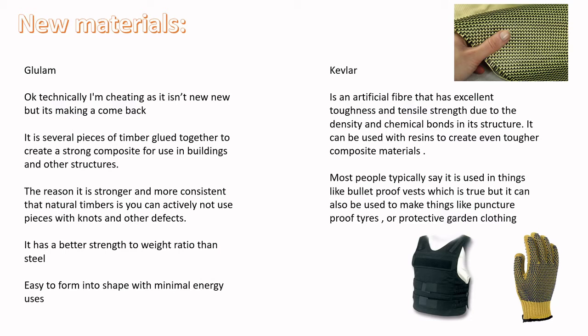Most commonly, most people know it as bulletproof vests. And it's also used for things like gardening gloves, or protection for chefs cooking, so you physically can't cut yourself. You can also start using it in things like puncture proof tires and those types of things as well.